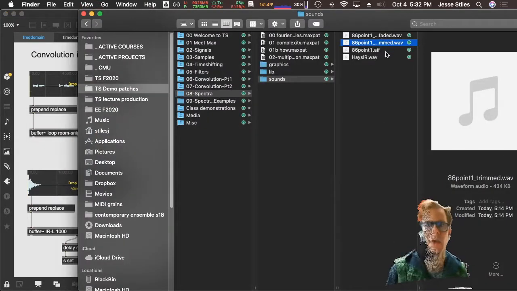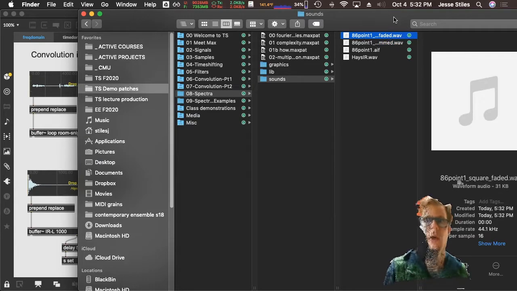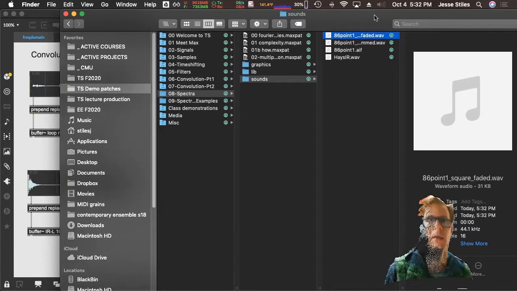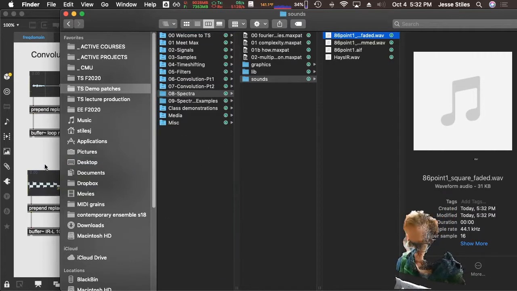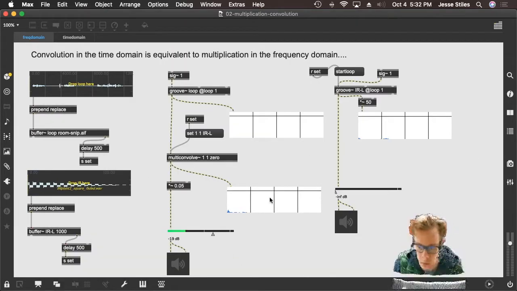Okay, so to make this super clear, let's put a kind of experimental impulse response into this convolution engine. I've got a square wave here that fades out quickly. And we understand what the spectrum of this square wave is now. Let's listen to the convolution output.